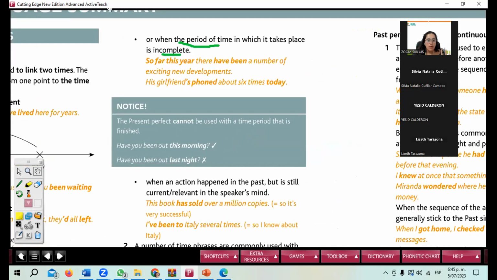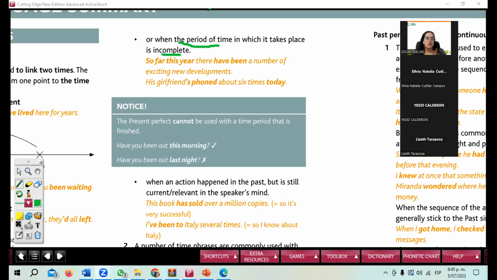Keep in mind, remember that the present perfect is not used with a time that is finished. So I cannot say, have you been out last night? No, okay? This is for time periods that are not finished yet. If I say last night, how can I ask the question? Si quisiera preguntar, anoche, ¿saliste anoche?, ¿cómo sería la pregunta?